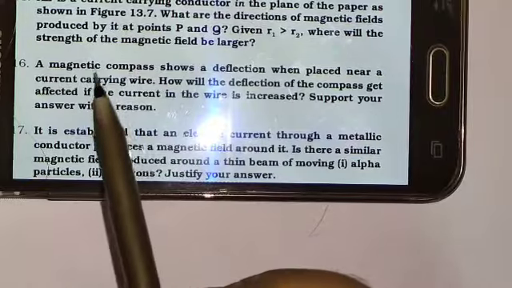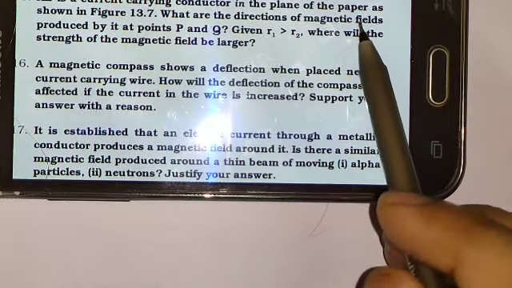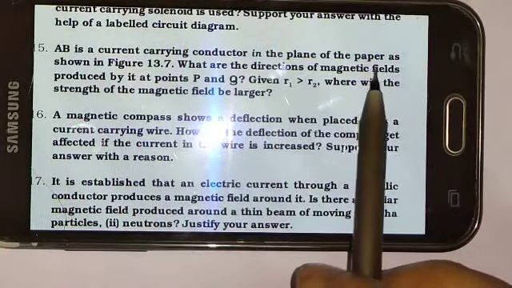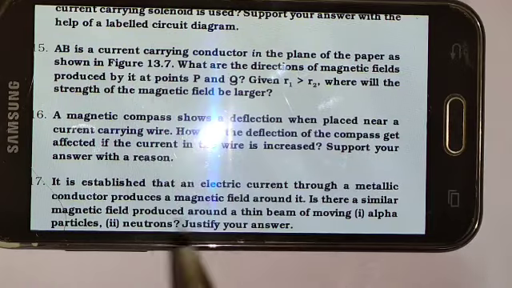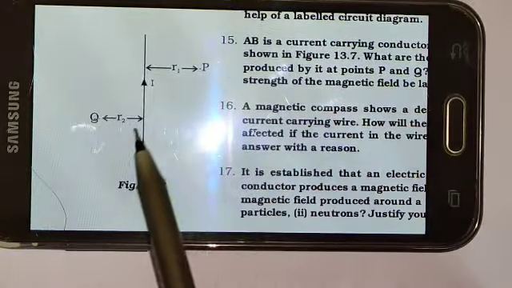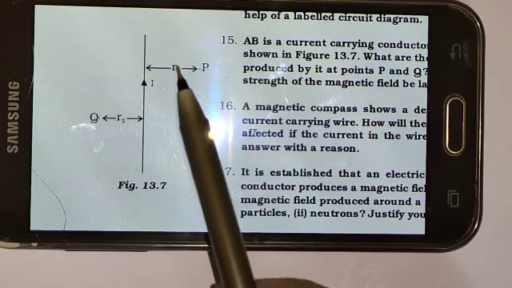Let's see question number 15. AB is a current carrying conductor in the plane of the paper, as shown in figure 13.7. So let us first of all see figure 13.7. Is it visible to everyone? Yes, it is easily visible to everyone.